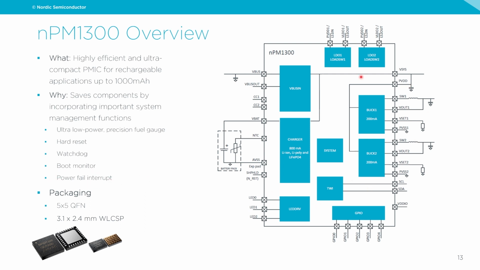And if we take a look at the block diagram here on the right-hand side, we can see it contains the charger for the battery, 2 LDOs, 2 buck converters. It also is able to drive 3 LEDs, and it has up to 5 GPIOs. This can be configured by a host device with the TWI interface, which is I2C compatible. And it comes in a couple of packaging options.